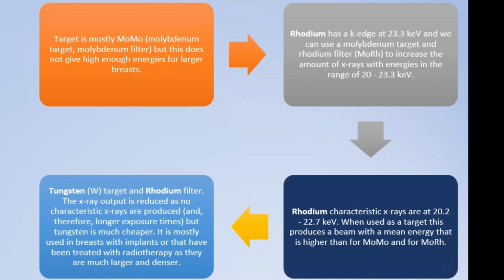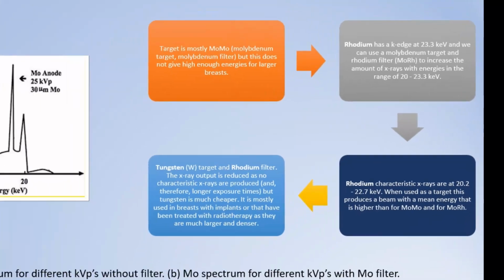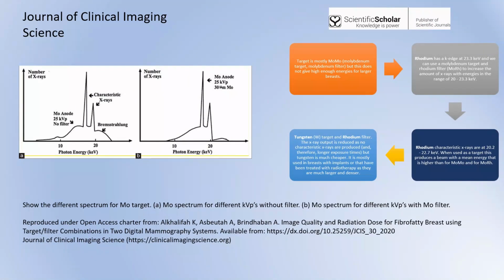Rhodium has characteristic X-rays that are 20.2 to 22.7 keV. When we use this as a target, this produces a beam with a mean energy that is higher than the moly-moly and for moly-rhodium. Finally, we see the tungsten target and the rhodium filter. This is used for tomosynthesis.